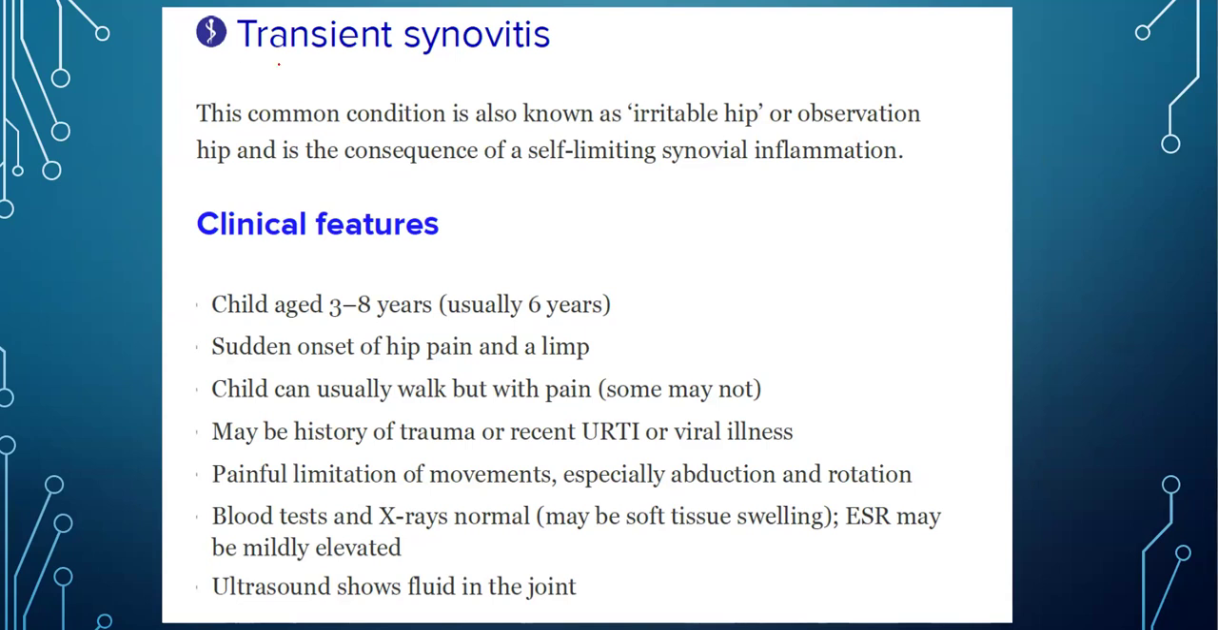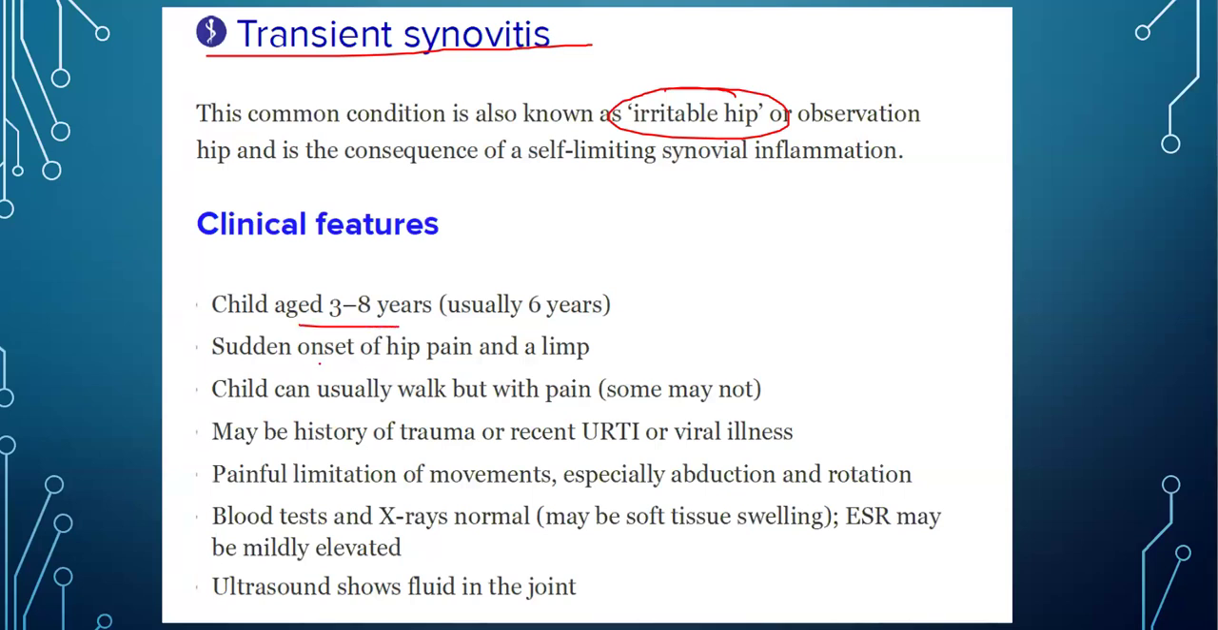Next, transient tenosynovitis or transient synovitis. Transient synovitis is also called irritable hip. It's a very important topic for the exam. So transient synovitis, again, is common between 4 to 8 years old.